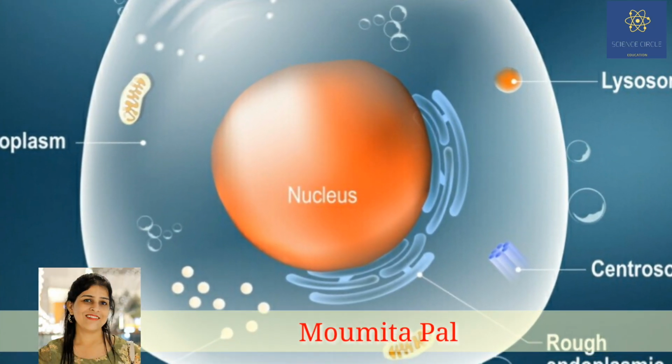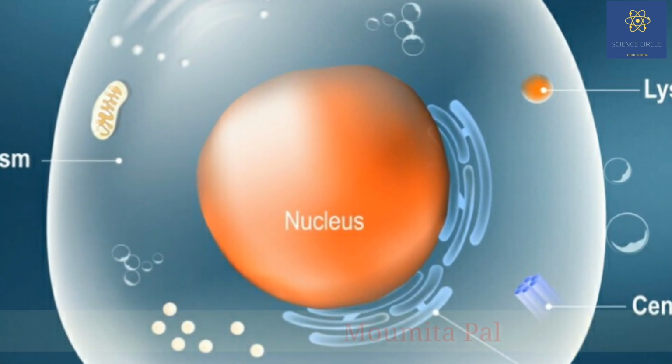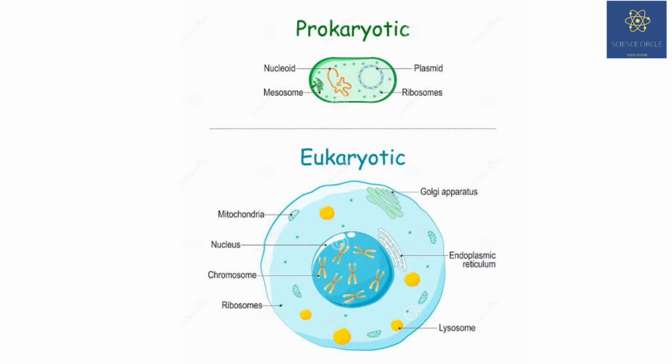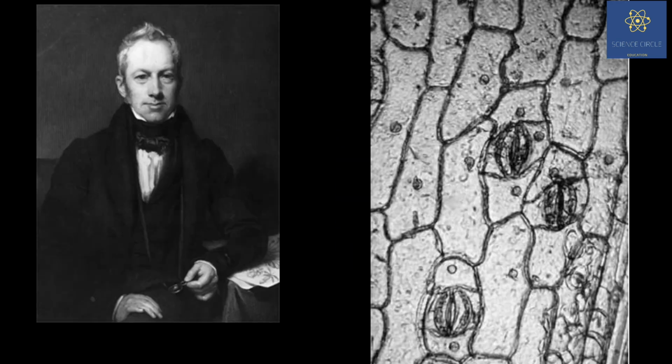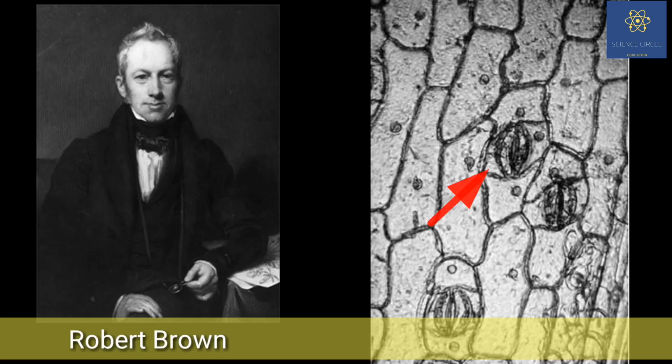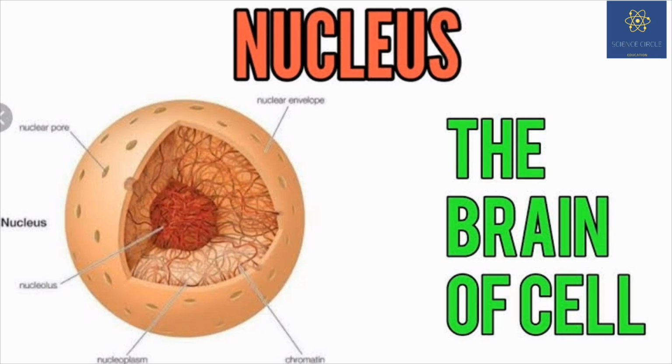Today we will discuss the nucleus, eukaryotic and prokaryotic cells. First we will start with the structure of the nucleus. Robert Brown discovered and named the nucleus first in the plant cell. Do you know the nucleus is known as the brain of the cell?